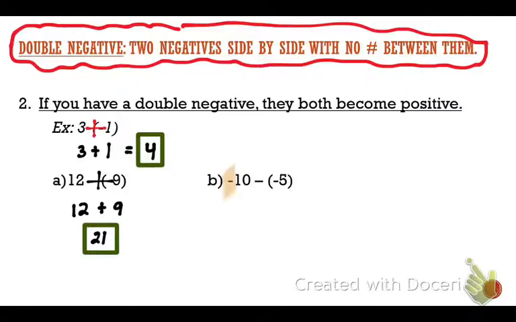Okay, this is a negative and that's a negative, but if you notice here, there is a number in between it. So that is not a double negative right there. Where is the double negative? Right in between the 2 and 5. So what should I do with that double negative? Make it a big positive. When I rewrite it, I now have -10 plus 5. Guys, what's -10 plus 5? -5. If you did not get that, please erase your answer and fix it.